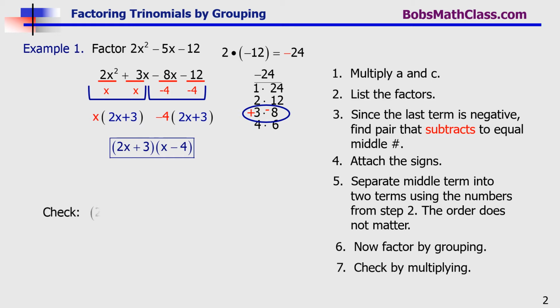You could check the answer by multiplying. So FOIL, let's see, 2x squared minus 8x plus 3x minus 12. Add your two middle terms, and it should give you the original trinomial.